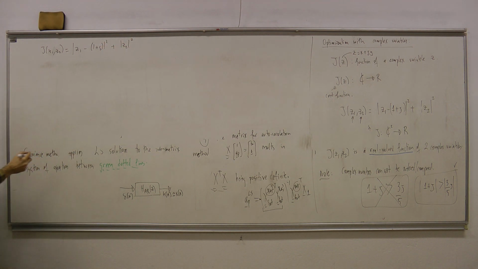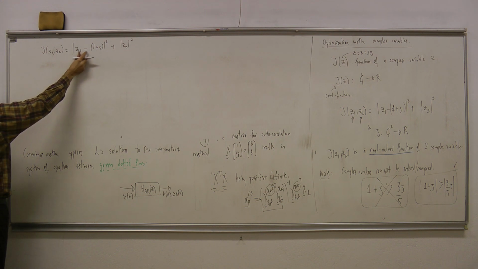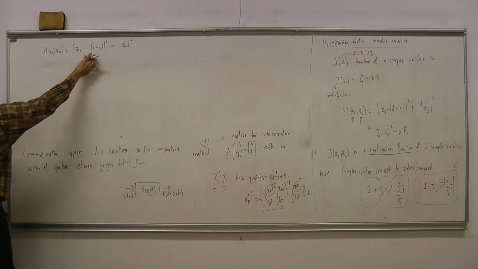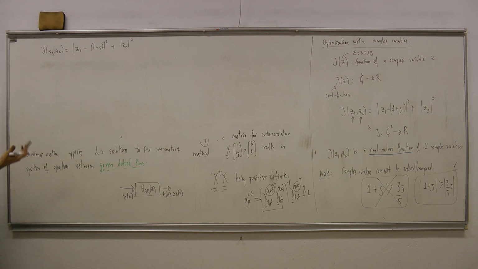So how do you minimize this? Well, the minima is obvious. If Z1 is equal to this, and Z2 is equal to 0, this is 0 plus 0, I have 0. That is the minima, but how can I find that?